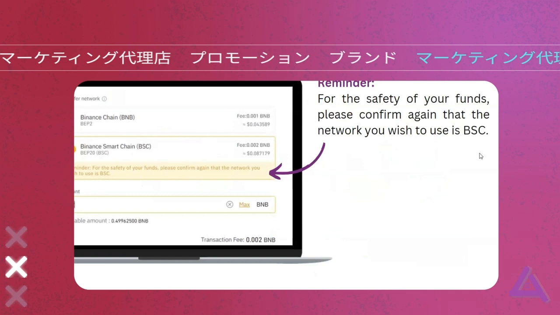And right now, they improved the system, and now they have a reminder. For the safety of your funds, please confirm again that the network you wish to use is Binance Smart Chain, for example, in this case. That's telling the user how the system works, because the user doesn't know that if they do a transaction between different chains, they will lose their assets. They don't know that, and they don't need to know that, because we need to make Web3 as easy as possible.